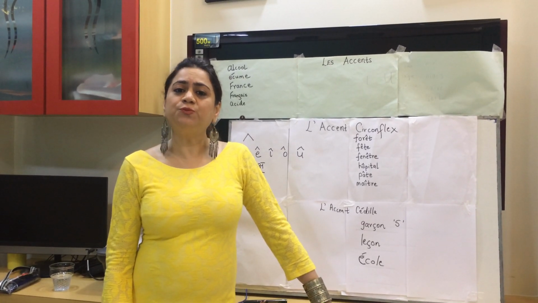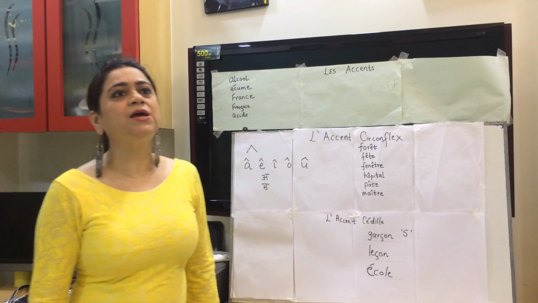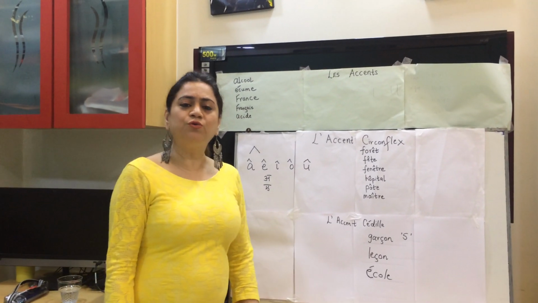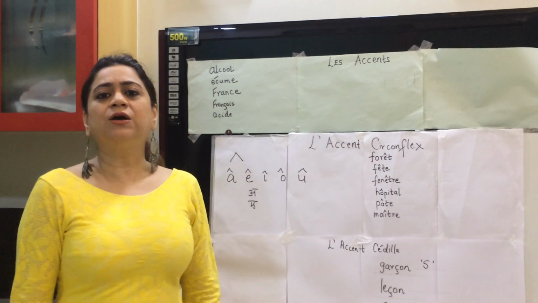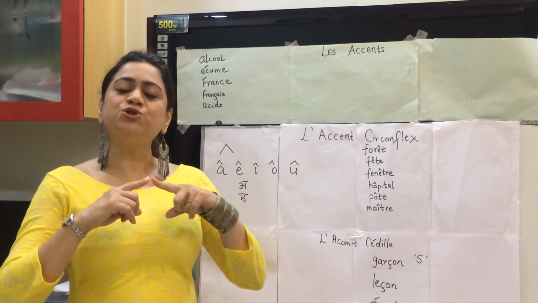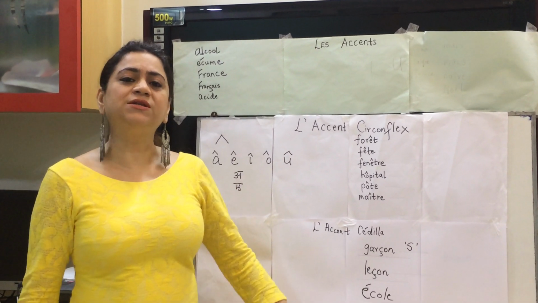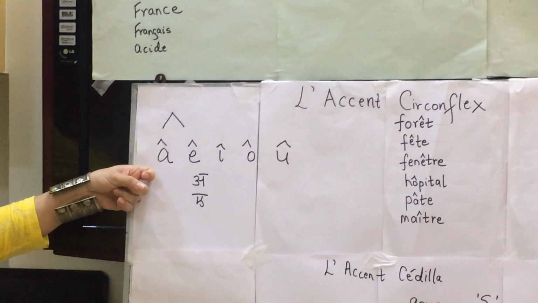So we continue with the other accents. The third accent, that is, we take the circumflex accent known as l'accent circonflexe. Now, circumflex for me is just like a hat which is worn over all vowels, that's A, E, I, O, and U, which we have it here.